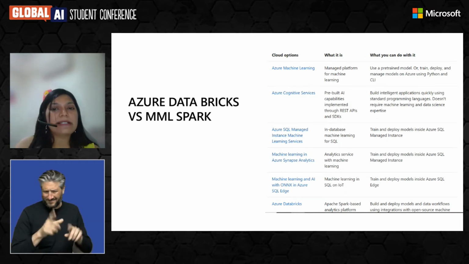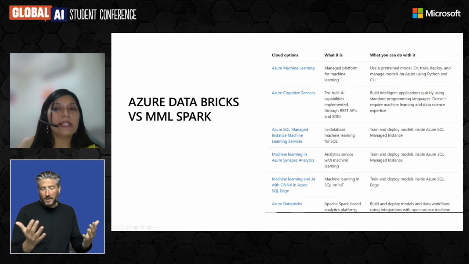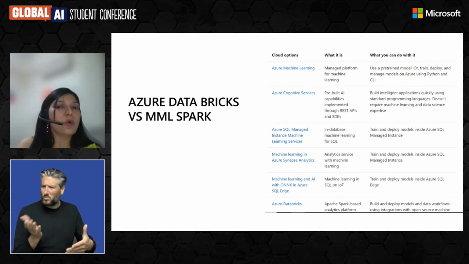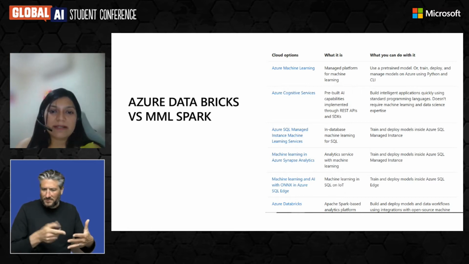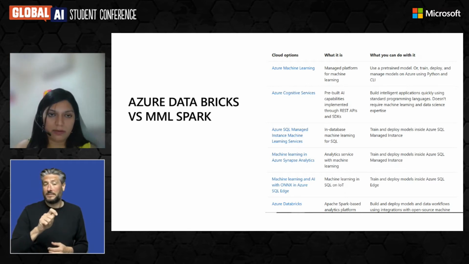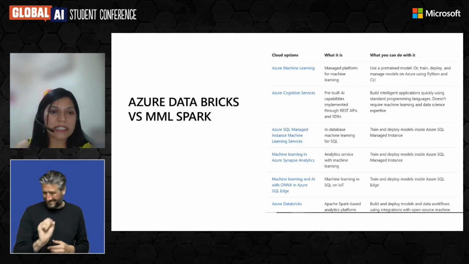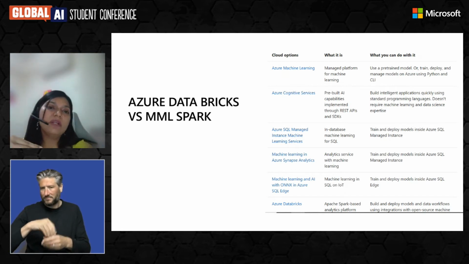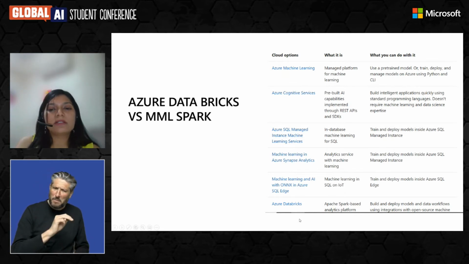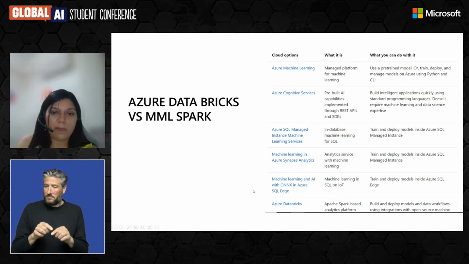Basically, this sums up what each offering can do and what each offering is used for. The most common question we get is about Databricks, which is already operating on a Spark-based analytics platform. How different is it from MMLSpark? If you look at Azure Databricks, it is an Apache Spark-based analytics platform, which is again operating on top of Apache Spark.